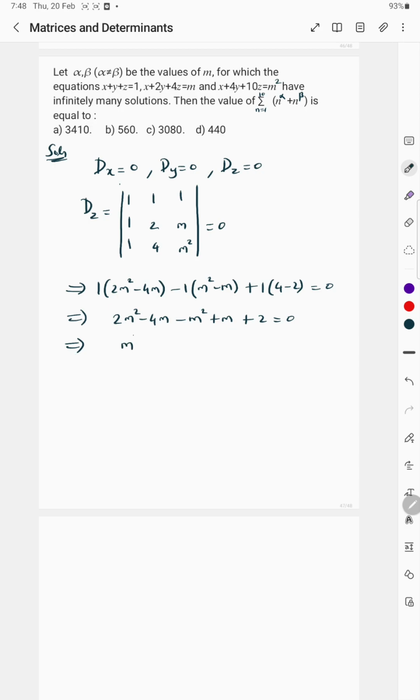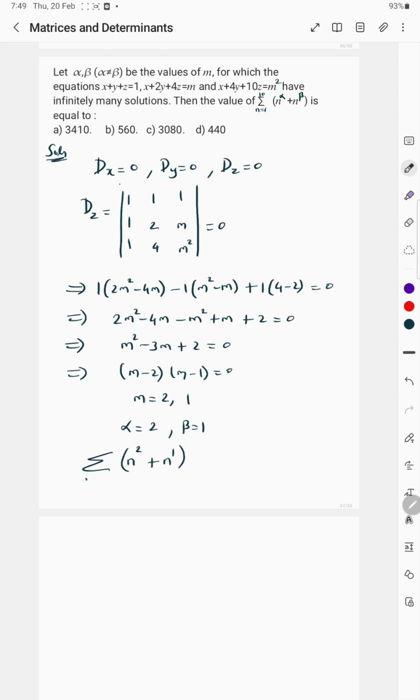This gives us our quadratic equation as m² - 3m + 2 = 0, factors being (m - 2) and (m - 1). So you have values of m as 2 and 1. These are your values of alpha and beta. So we are supposed to find the summation over n of n² + n, where n takes values 1 to 10.